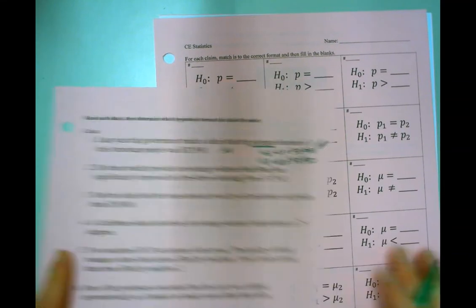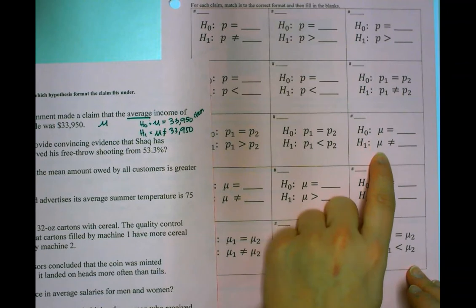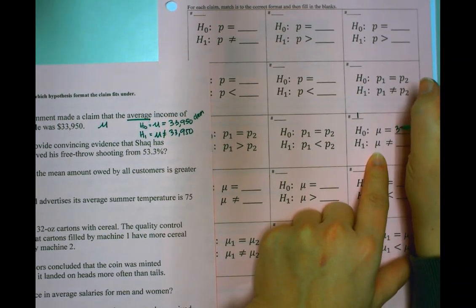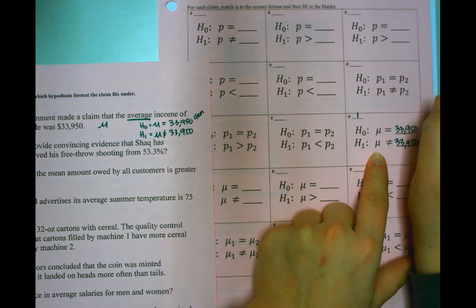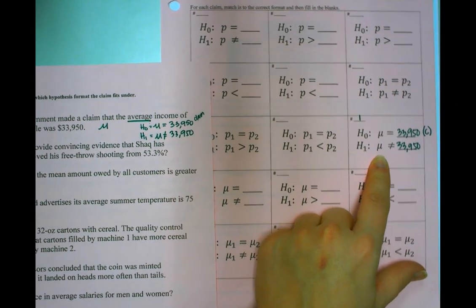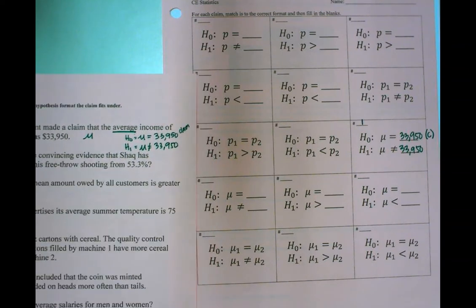If I go to this page, I have a mu equals and a mu doesn't equal. So this can be number 1, and I'll make this 33,950. I'm using the same number for both of these. Then I'm going to mark this with the C because that's my claim. We should really be practicing identifying our claim every time because it's going to be very important when we're actually running our hypothesis test. Okay.